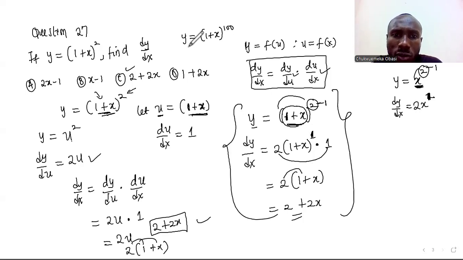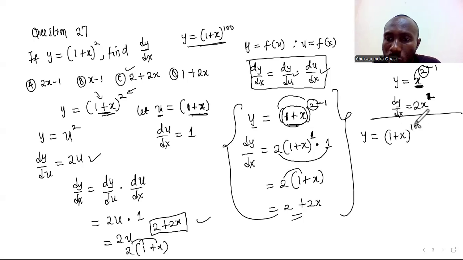So let us even solve this problem. How are we going to solve this problem? It's going to be y equal to 1 plus x to the 100, right? You know how to go about it. Differentiate this, see this is just a single variable. So that becomes dy/dx is equal to 100 times 1 plus x. Then remove 1 from here, that is 99.